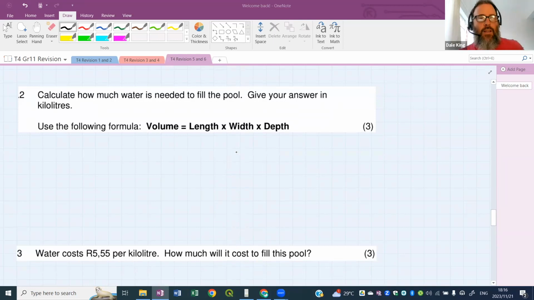All right, finally, we get to the number 2 that I wanted to do. Here we go. It says, calculate how much water is needed to fill the pool. Give your answer in kiloliters. All right. Now, I'm going to move this question up again as well.